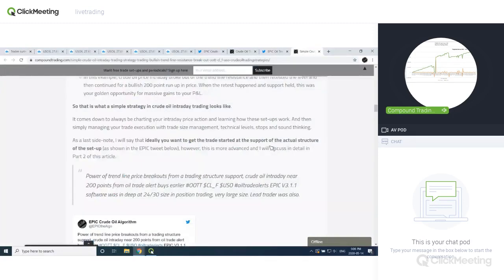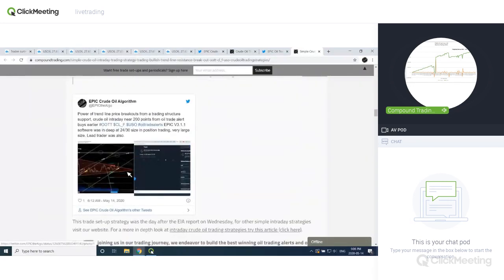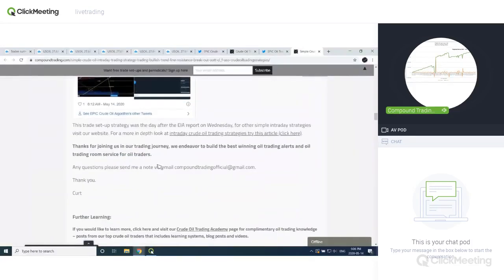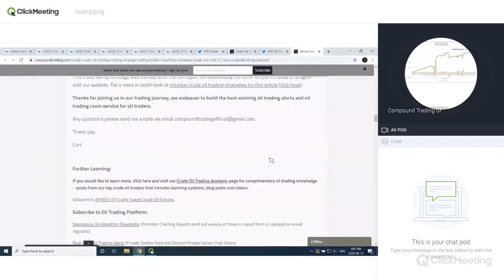So ideally you want to get the trade started at the support of the structure of the setup, not the breakout, as shown in the epic tweet below. So that's here, right there. So this was after EIA, right? It developed through Wednesday night, and then Thursday, today. So it's always after the EIA report that things get really interesting.